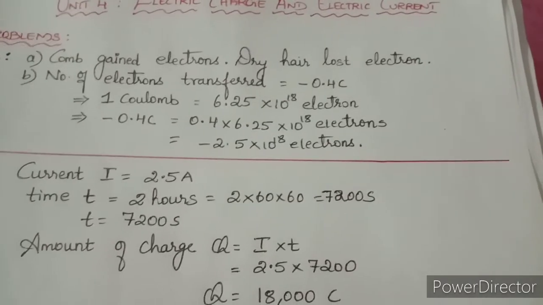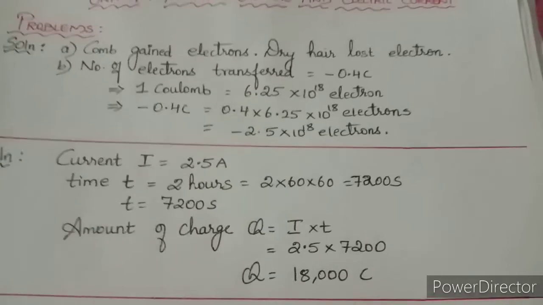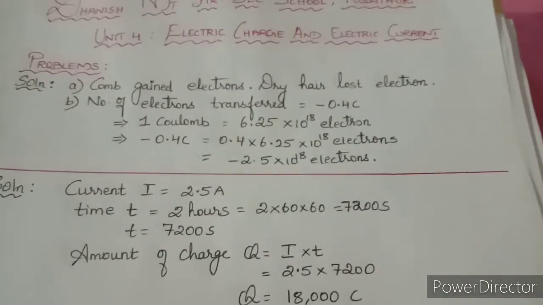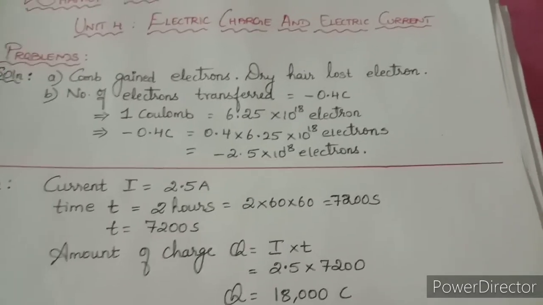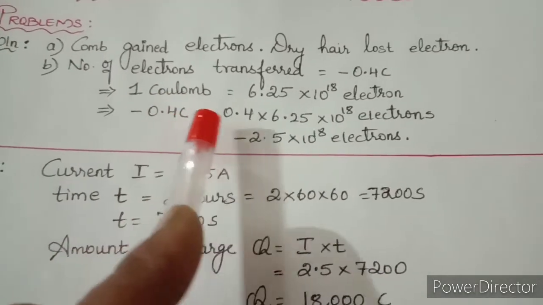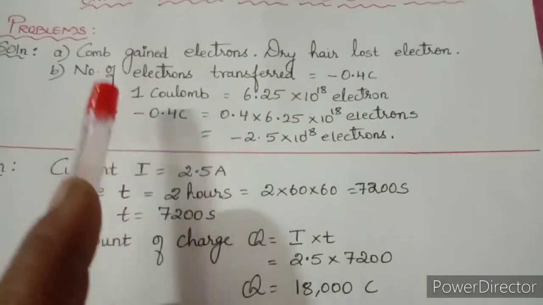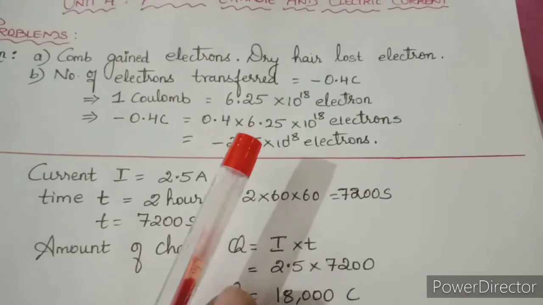Then the second option question is: find how many electrons are transferred in this process. When you rub your dry hair with a comb, electrons get transferred. So what is the value of the electron? This is what we are going to find now. See, 1 coulomb is equal to 6.25 into 10 power 18 electrons. Always, the value of 1 coulomb is 6.25 into 10 power 18 electrons.